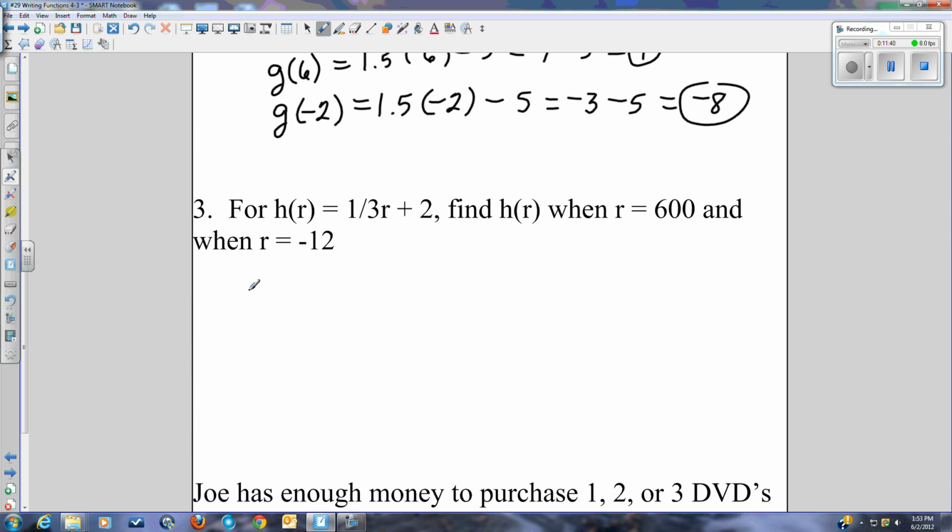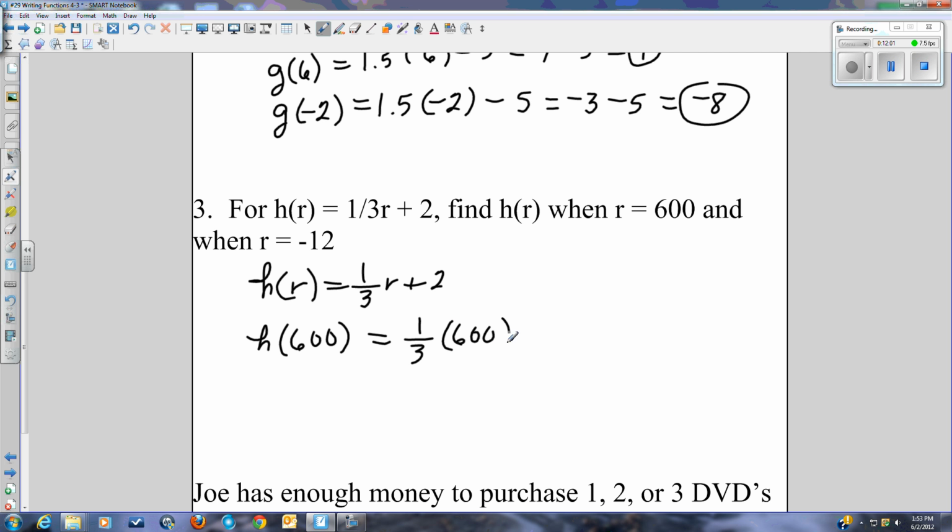Next, we have h of r equals 1/3 r plus 2. It says find h of r when r is 600 and when r is negative 12. So we have h of 600. So we're going to plug in 1/3 times 600 plus 2. Well, 1/3 of 600 is 200. 200 plus 2 is 202. So h of 600 is 202.